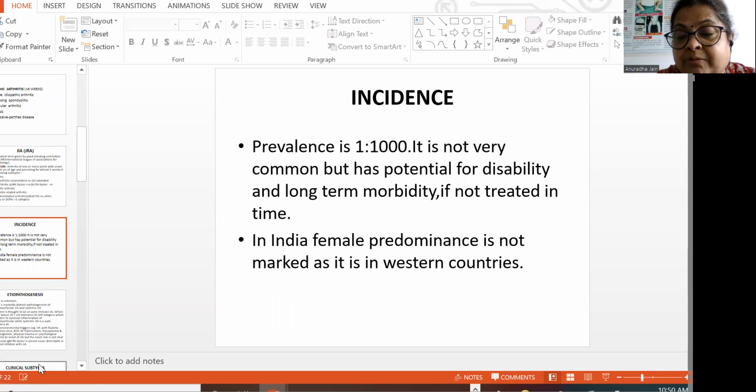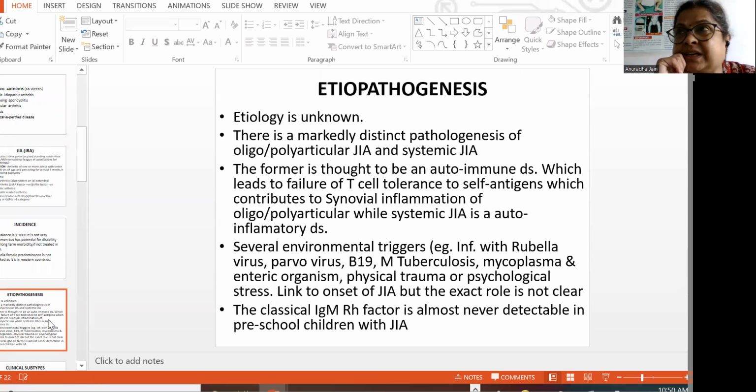In India, female predominance is not as marked as it is in Western countries, though females suffer more than males. Now its etiopathogenesis: the etiology is unknown. That is why this is known as idiopathic. There is a markedly distinct pathogenesis of oligo, polyarticular, and systemic JIA.